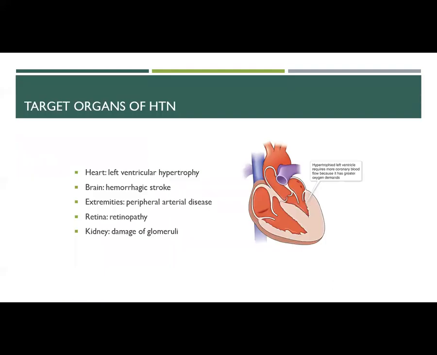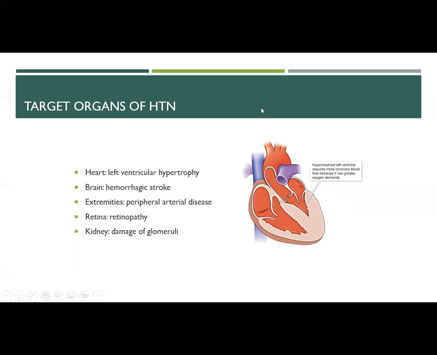So the target organs of hypertension, and this is why we want to control hypertension, are the heart, which can develop left ventricular hypertrophy; the brain, which can have a hemorrhagic stroke; the extremities, peripheral arterial disease; the retina, retinopathy; and the kidney, which can have damage to the glomeruli.